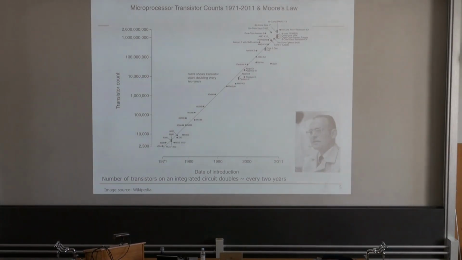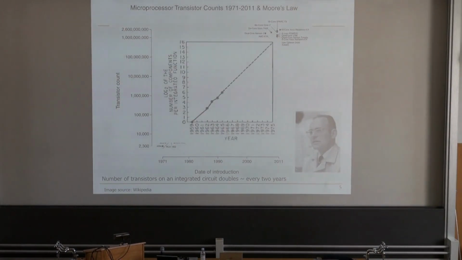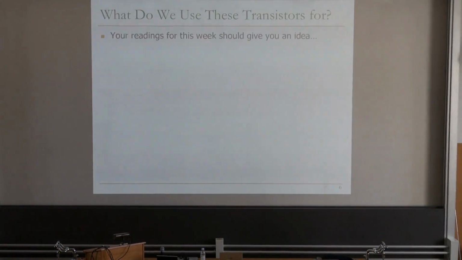And this is 2011. So we basically clearly can put right now, more than 3 billion transistors on chip, and it's growing. I don't know the exact counts of the most dense processor today. So what do we use these transistors for?